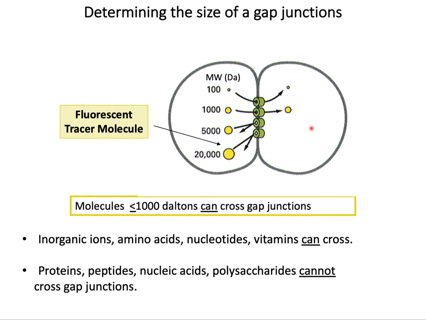to the other cell. And if you really did this experiment, what you would find is that the fluorescent tracer molecules of about 100 Dalton or even 1000 Dalton will readily flow to the neighboring cell, whereas fluorescent tracer molecules greater than 1000 Dalton will not cross the gap junction. So signaling molecules such as inorganic ions, amino acids, nucleotides, and vitamins can cross into the neighboring cell through the gap junctions. But larger molecules such as proteins, peptides, nucleic acids, and polysaccharides would likely never cross the gap junctions.